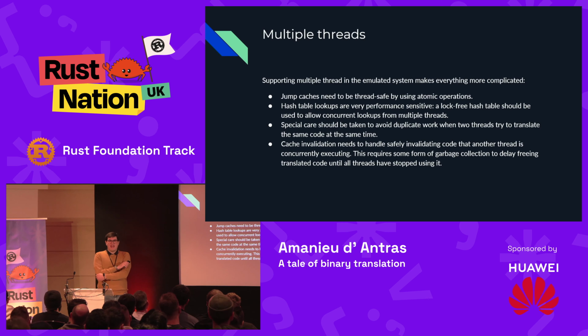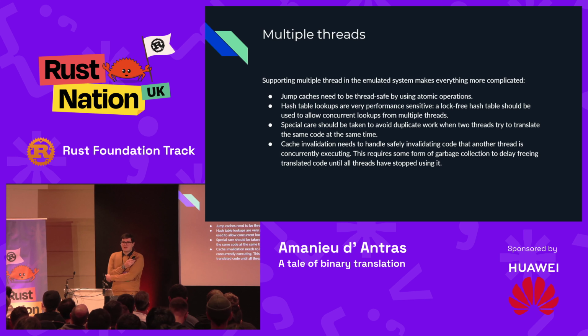Multiple threads just make everything harder. Remember jump caches from before? Yeah, we need to fix those. They no longer work. We need to use atomic operations for those. Hash table lookups, we've solved them in the case where the branch target is known at compile time, but unknown targets are actually very frequent in real code. So this still needs to be fast, and we can't really afford to lock the whole hash table every time we need to do a lookup. So we really want a lock-free hash table.